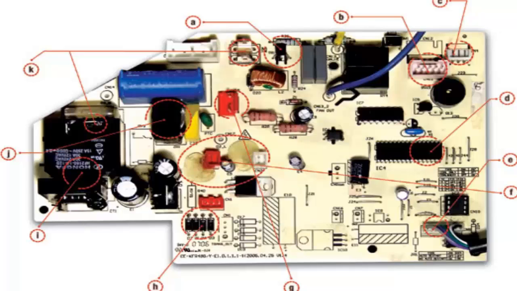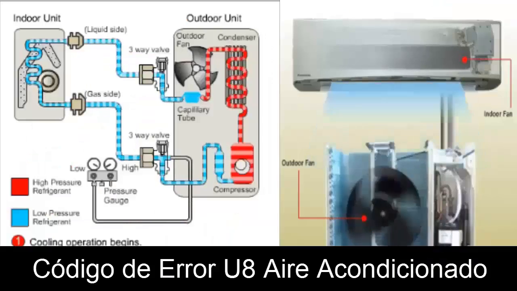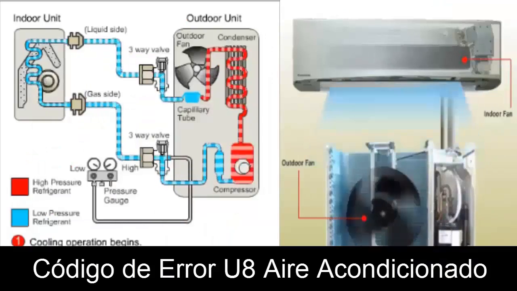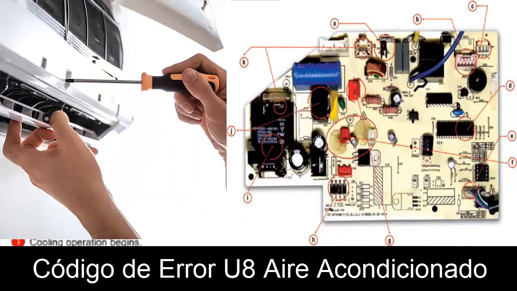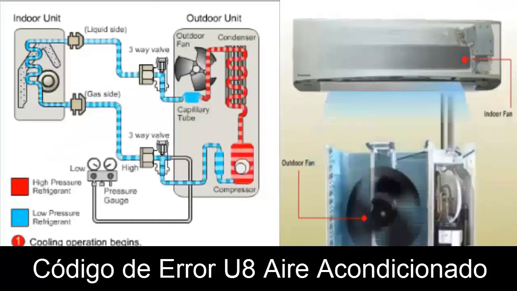7. Conduct a visual inspection of the electronic board for damaged or abnormal components. If you observe any defective components, replace them. 8. If after all these steps the error persists, the option may be to replace the indoor unit's electronic board.